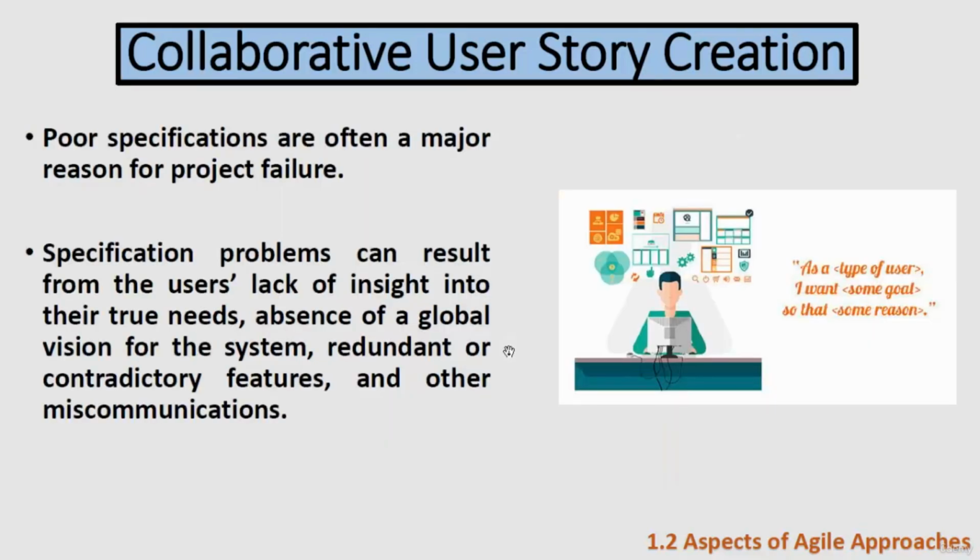In Agile, we care about collaborative user story creation, which means that all of us give some input on writing user stories, not the business analyst writing it alone. One of the major reasons for project failures is poor specifications. The requirements are not clear or not testable or anything like this. Why does this happen? Because sometimes the user doesn't understand their true needs. He doesn't have a vision for the system. Maybe there are redundant or contradictory features or anything else.